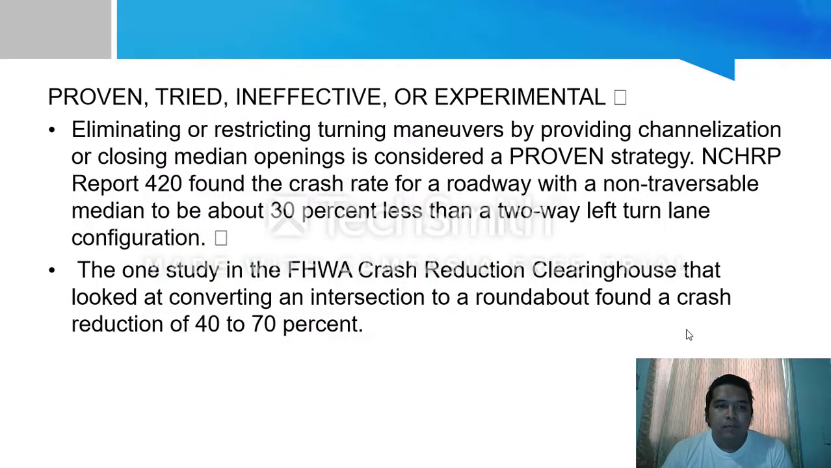Then, proven, tried, and effective or experimental. Eliminating or restricting turning maneuvers by providing channelization or closing median openings is considered a proven strategy. NCHRP Report 420 found the crash rate for a roadway with a non-traversable median to be about 30% less than a two-way left turn lane configuration. The one study in the FHWA Crash Reduction Clearinghouse that looked at converting an intersection to a roundabout found a crash reduction of 40 to 70%.